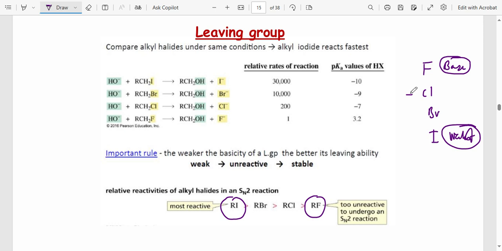So when you're comparing chlorine and bromide, instead of using electronegativity, you are going to use basicity. Br is a better leaving group than chlorine. Why? Because Br is a weaker base in comparison to chlorine. Hope that is clear.